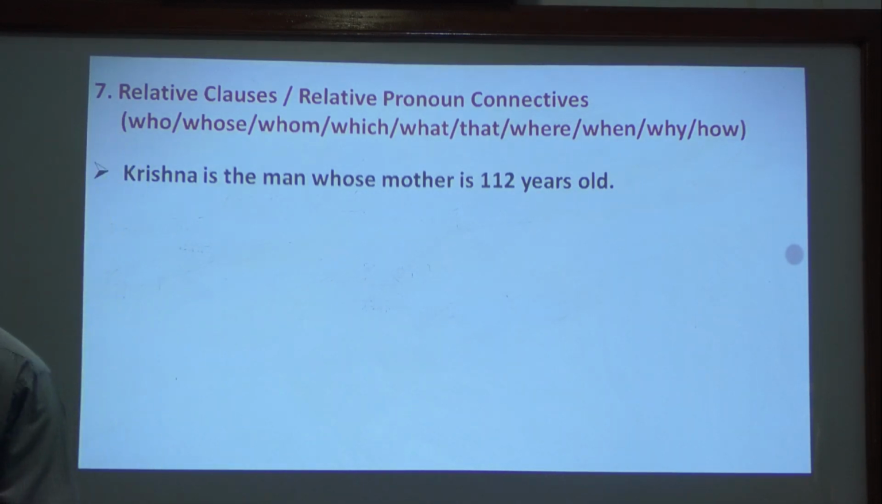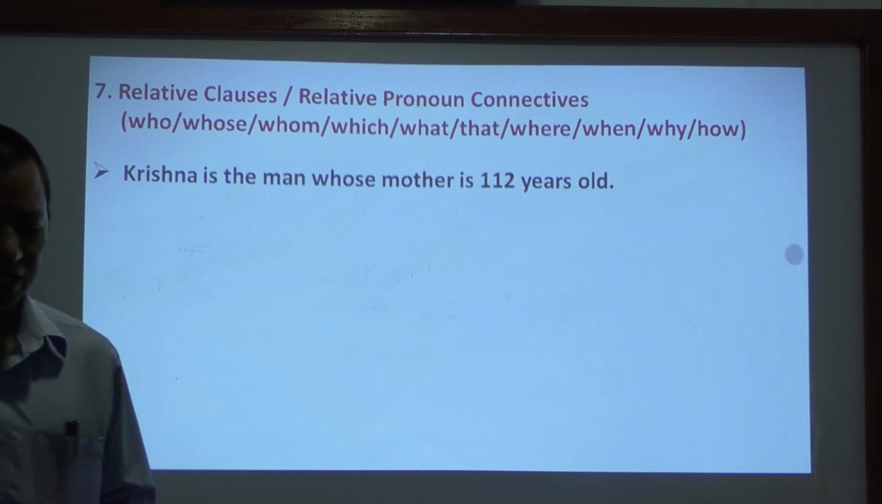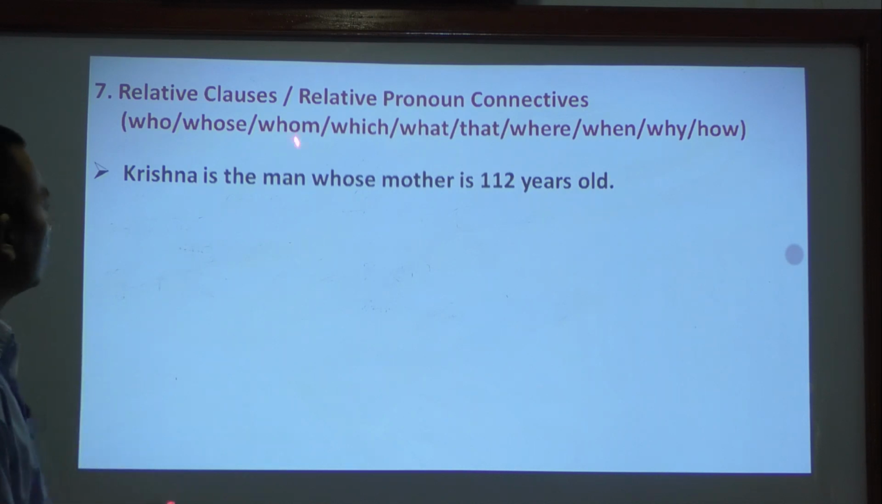So how? Let's try through some examples. Krishna is the man whose mother is 112 years old. Here is the relation. What is the relation, the correlation between these sentences? Krishna is the man, and his mother is 112 years. So it is joined by whose, the possessive case.